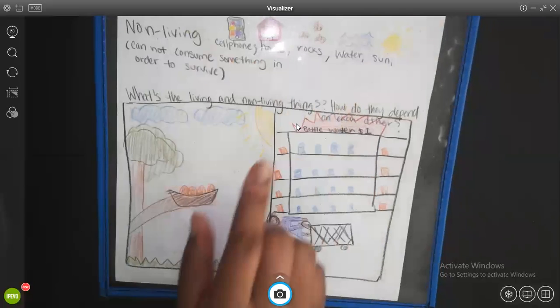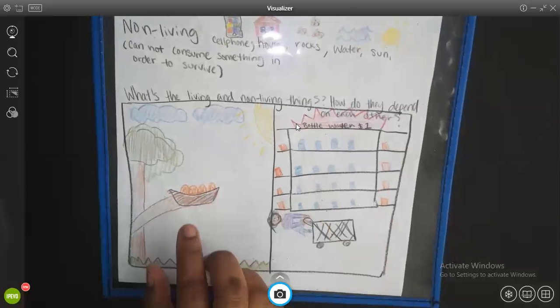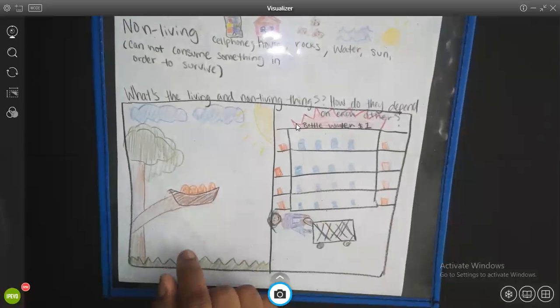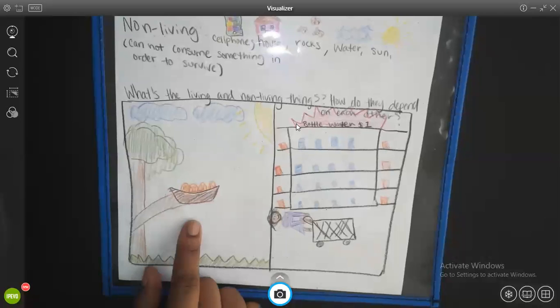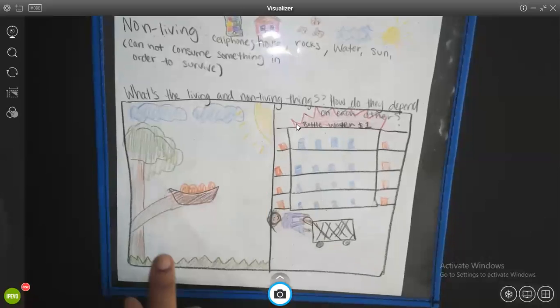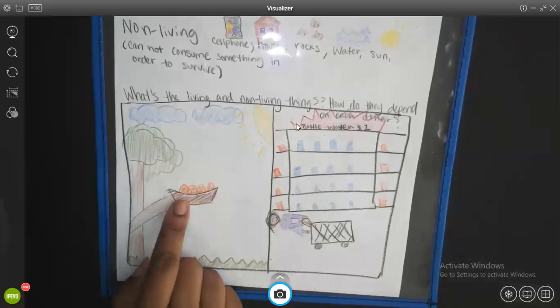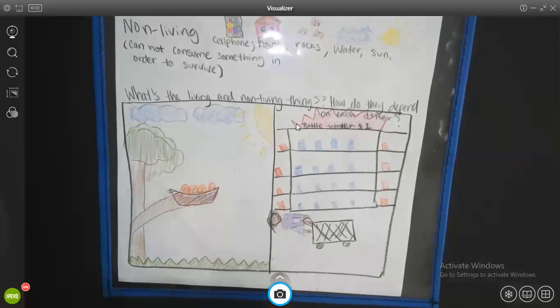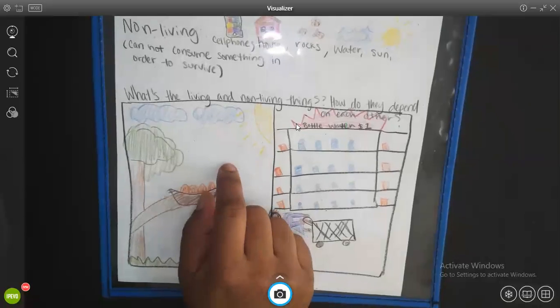So we have two scenarios right here that I want you to look at real quick. I want you to identify what the living and non-living things are and how they depend on each other. Remember, you can pause this video and talk about it. So in this picture, it looks like there is a bird's nest in the tree. There's the sun, there's the grass, and there's some clouds. So we know that the living things in this picture are the trees, the birds, eggs, and the grass, right? And some of the non-living things are the sun, the clouds, and also, you may not be able to see it, but air is also in here too. So we know that air is not living. And how do these things depend on each other?